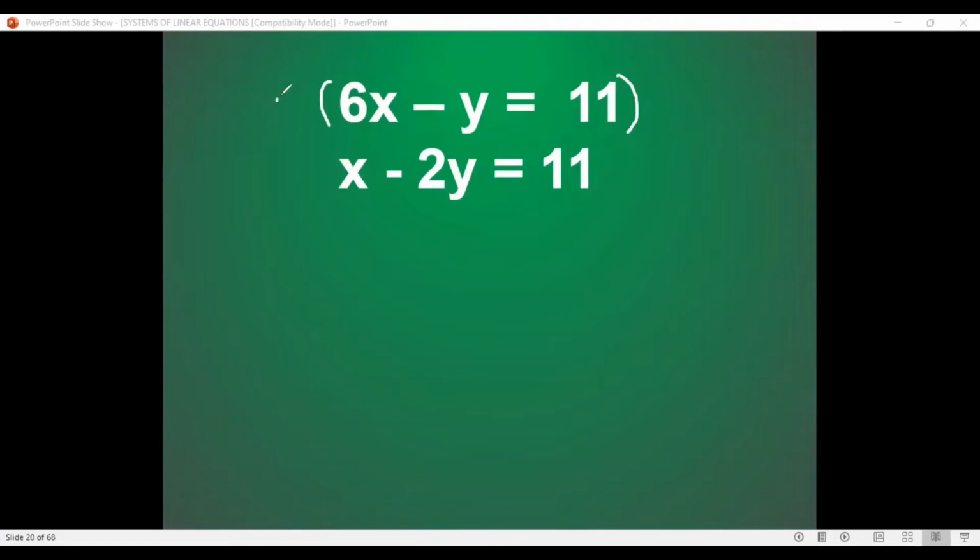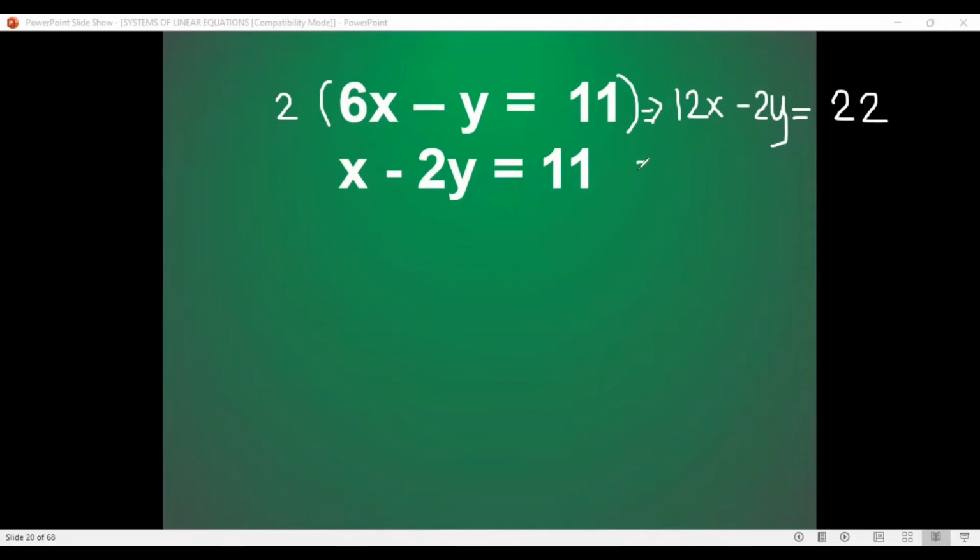So we will multiply this by 2, and therefore multiplying 2 and 6x results in 12x, and multiplying 2 with the negative y is equal to negative 2y, and multiplying 2 with the 11 results in a positive 22. Do not forget that part, because to maintain the equality, what you do on the left side should be done also on the right side of the equation.